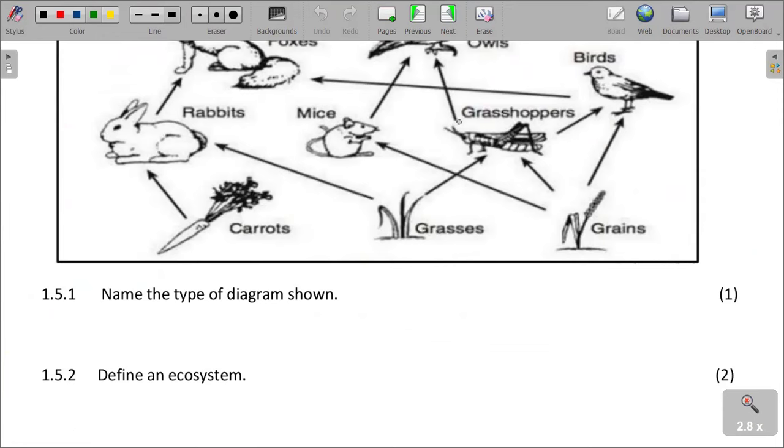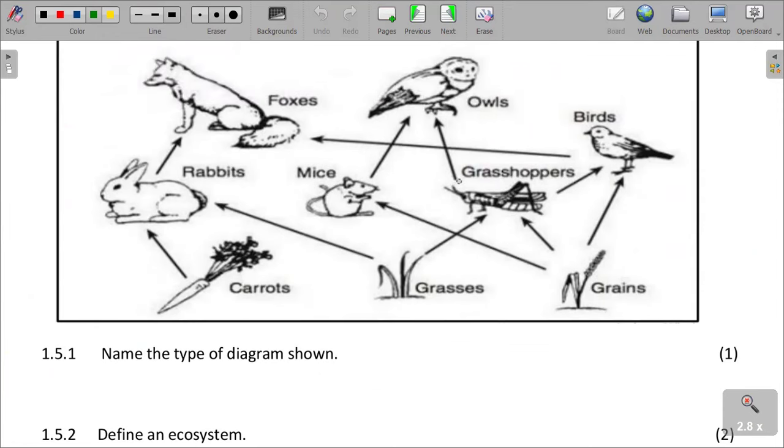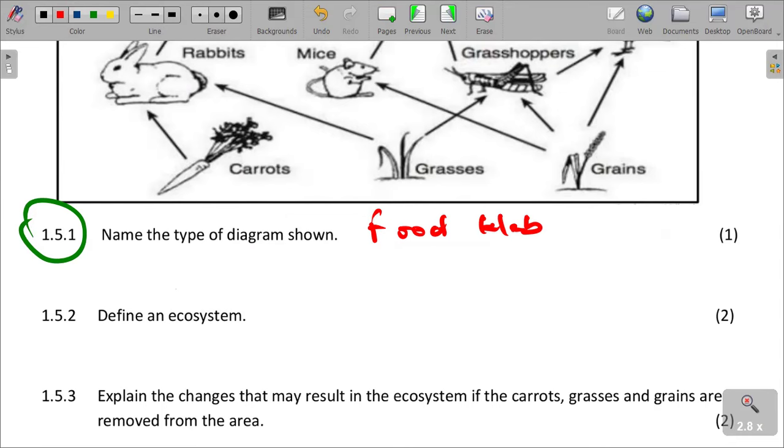I always tell you that when we look at a number of food chains that are shown, that are interrelated, multiple of them, we need to understand that this is a food web. It is a food web because there are quite a lot of lines that are showing interdependence. It's called a food web. Define an ecosystem.